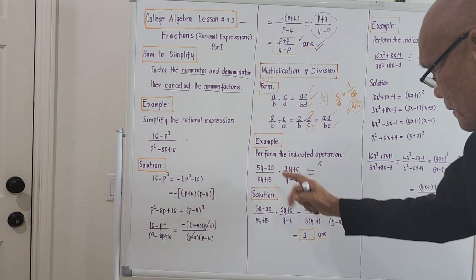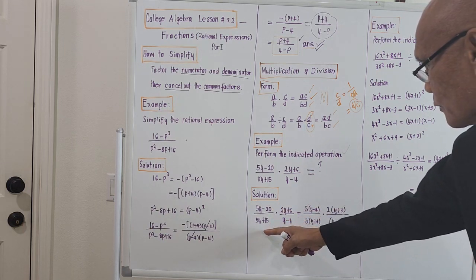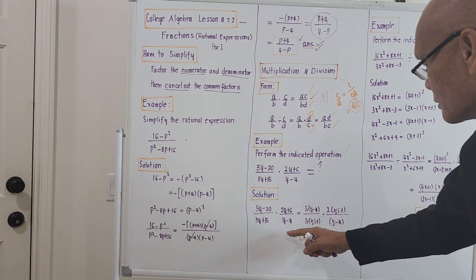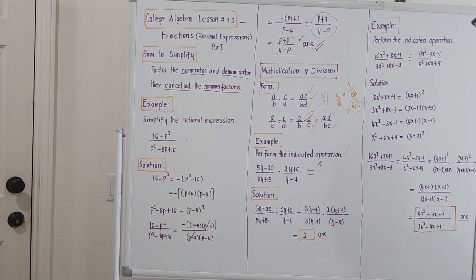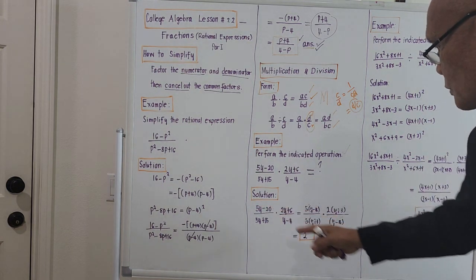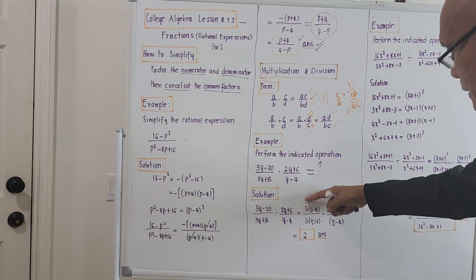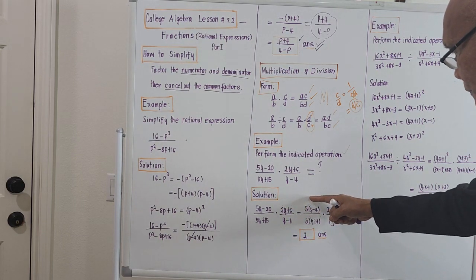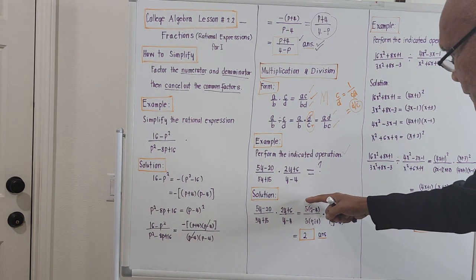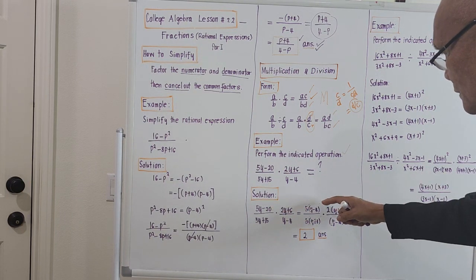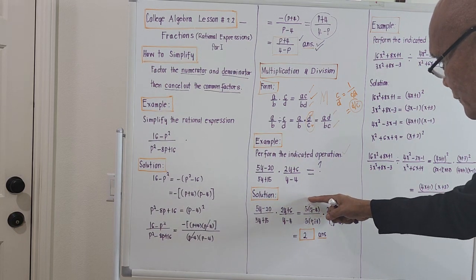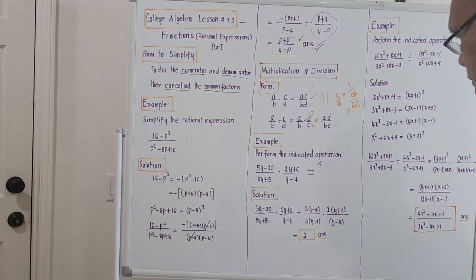Rewriting the given first fraction, that is 5y minus 20 over 5y plus 15. The operation is multiplication, times 2y over y minus 4. We'll try to simplify 5y minus 20. There is a common factor 5 multiplied by the quantity y minus 4, because 5 times y is 5y and 5 times negative 4 is negative 20. So 5y minus 20 can be written as 5 times the quantity y minus 4.